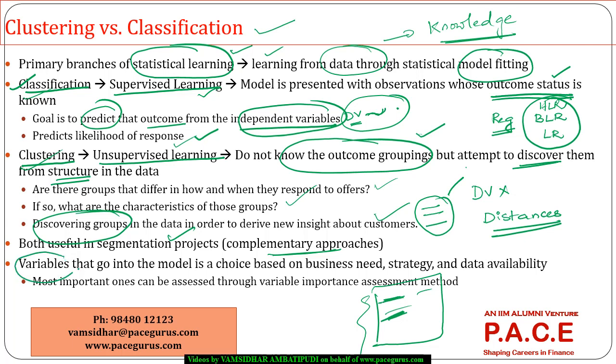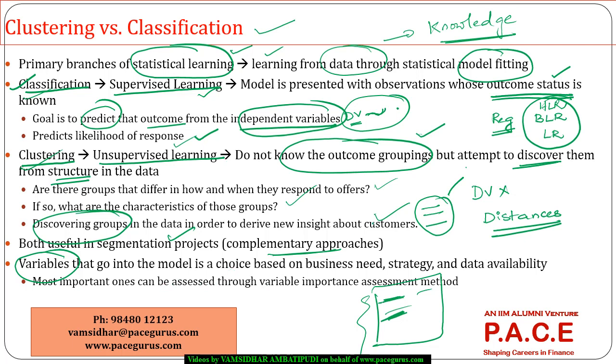But sometimes I keep getting a question: what variables should I take while building a clustering solution or a classification solution? Let me tell you simply, that is your headache. You are a business expert. So you should have a choice based on your business need, based on your strategy, based on the data that is available. You choose the variables based on which you need to do the segmentation.